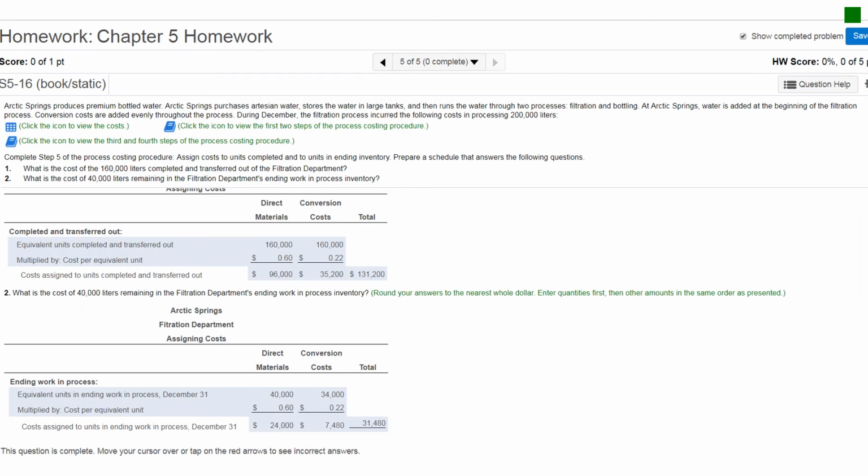Now that I've shown you how to calculate the cost per equivalent unit, when you go back to the first part, all you're doing is taking what you completed and transferred out, which is 160,000, and multiplying by those cost per equivalent units. So for materials, it's going to be 96,000, and for conversion, it's going to be 35,200. Likewise, for the second part, to get the ending work in process, for materials it's 40,000, and for conversion it's 34,000. You multiply by those same cost per equivalent units, 60 cents and 22 cents, and you get 24,000 for materials and 7,480 for conversion.